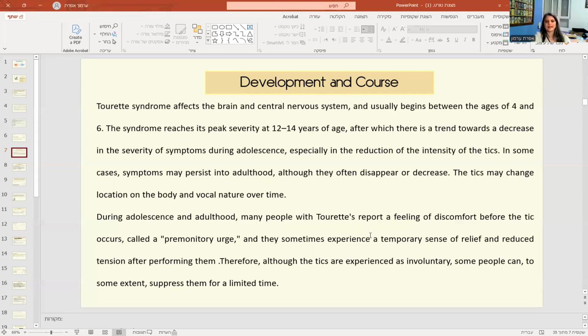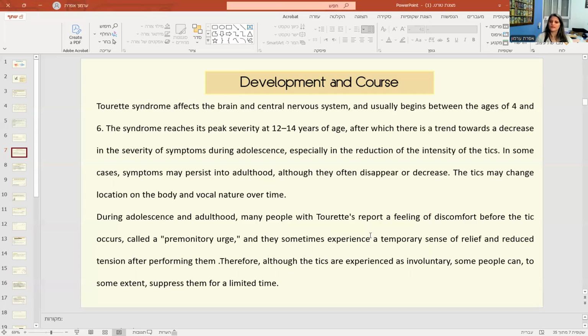During adulthood, many people with Tourette report a feeling of discomfort before the tic occurs, called a premonitory urge, and they sometimes experience a temporary sense of relief and reduced tension after performing them.